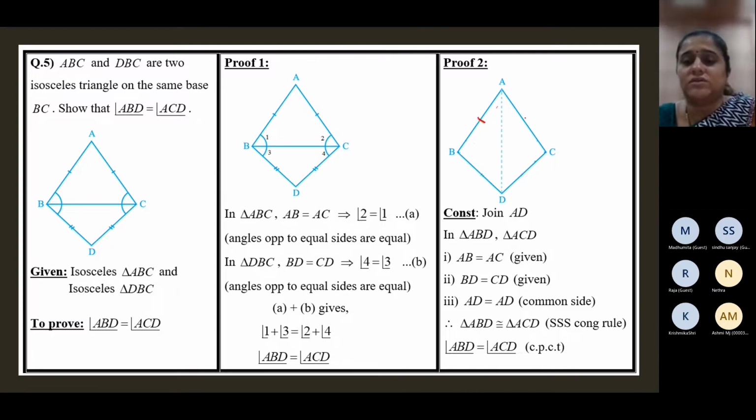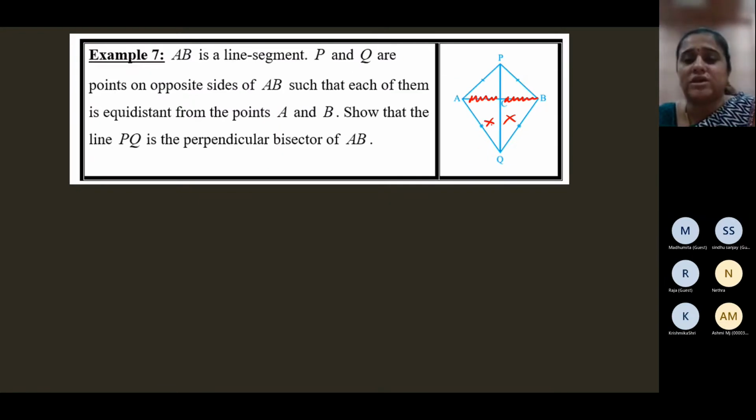See here, this side is equal to this side is equal to this side, and this is the common side. AD is the common side. So these two triangles are congruent by SSS congruence rule. CPCT, you can say angle 1 is equal to angle 2, or you can say this angle 3 is equal to angle 4, depending on which triangle you're using. If you're using these two triangles, say this angle is equal to this angle.